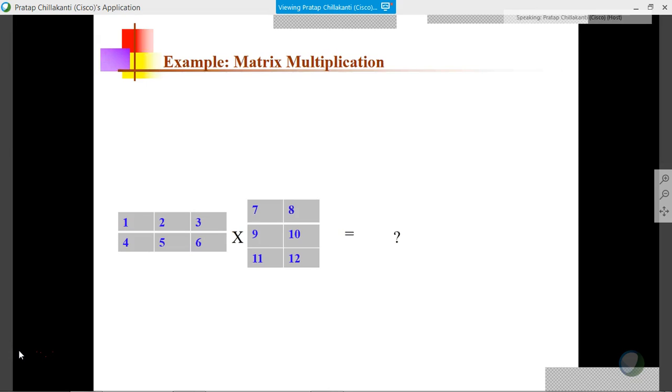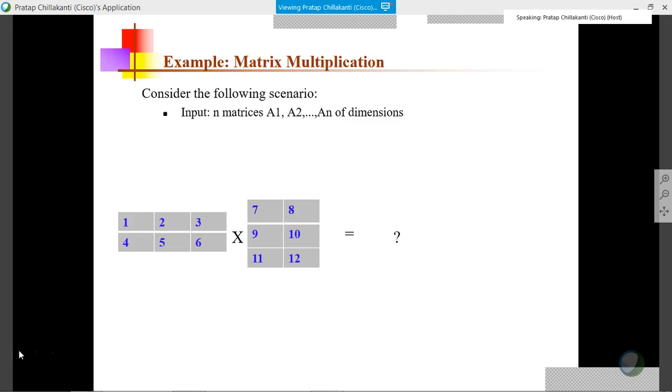So it's a very interesting example that I have here. As I recall, this was a very interesting slide. How do you solve the matrix or matrix multiplication problem? Okay. So you have two matrices here, right? So how do you solve that? Okay. You have n matrices A1, A2, AN of dimensions P1 times P2, P2 times P3, and so on respectively.